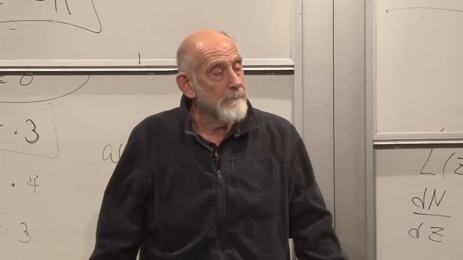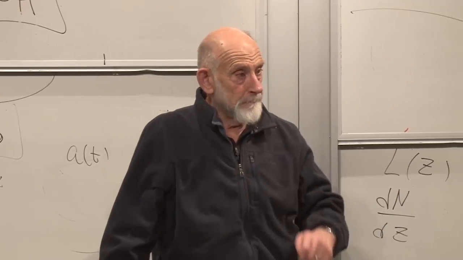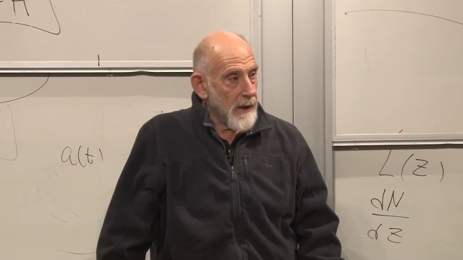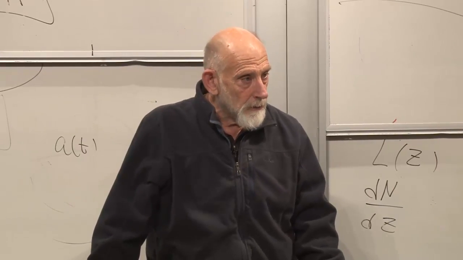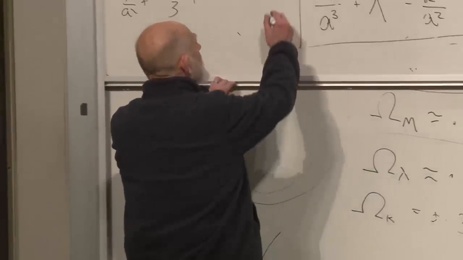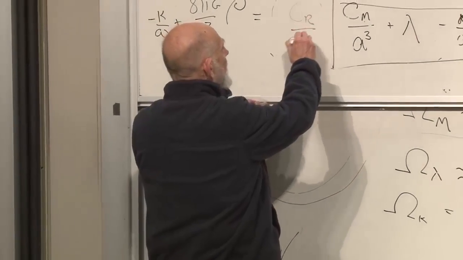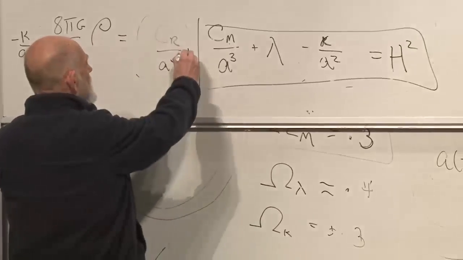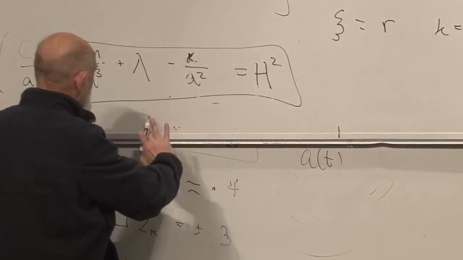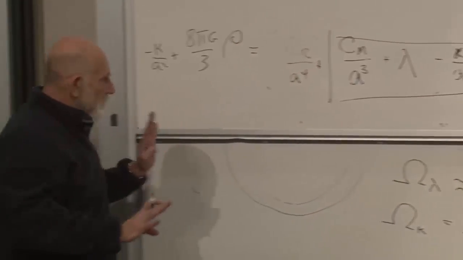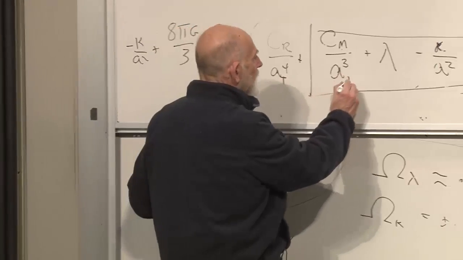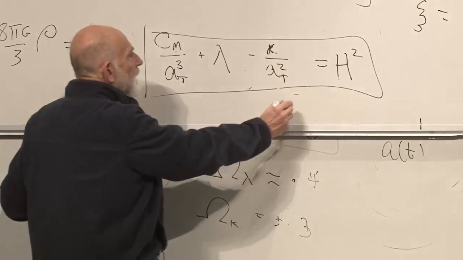These omegas are the way it is today, but in the past it would be different. The omegas are defined to be the ratios. Okay, so you have these four numbers, CR over a to the fourth, plus Cm over a cubed, plus lambda minus k over a squared equals h squared. That's true at all times, okay? Now we plug in today.